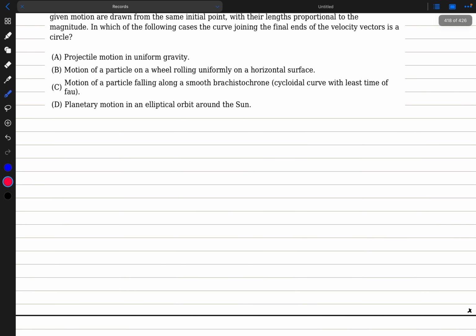Okay, so basically they're talking about some point, and all the velocity vectors at different times of the motion are drawn from the same point. So basically the vectors are shifted and brought to this particular point, and after that we connect the tips of these vectors, something like this. And this is the curve that they're talking about.